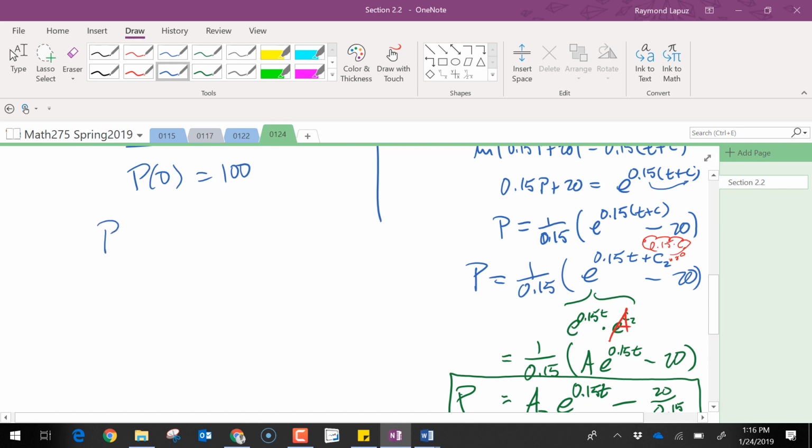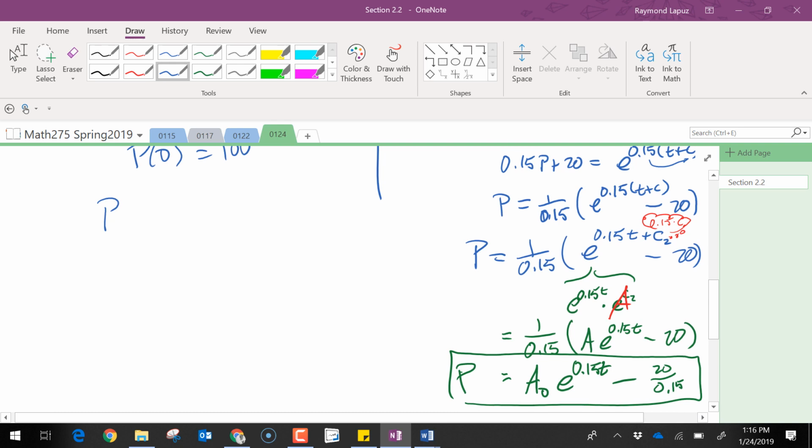Why are we putting that into there anyways? What are we trying to solve for? The constant, the arbitrary constant, which has now become A naught. So we're trying to solve for A naught. So P of 0 is equal to 100. I'm just rewriting everything over again. So we have A naught e to the 0.15 times, and then this is where you put 0, and then minus 20 over 0.15. So we're going to put that 0 in for t.